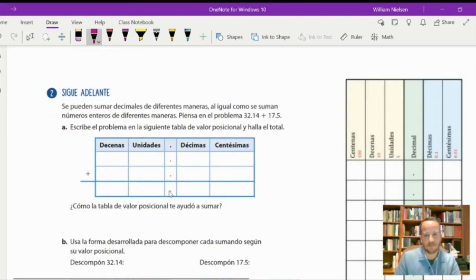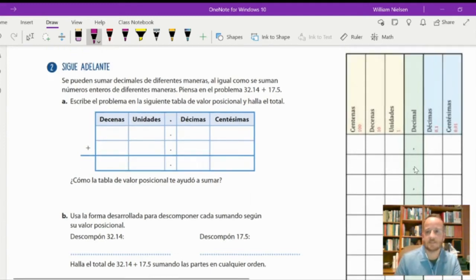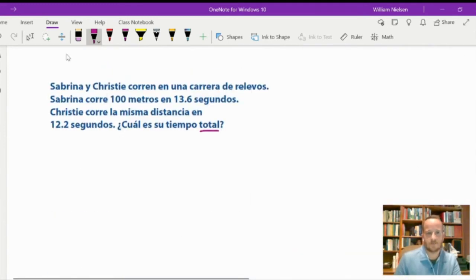Vamos a ver, aquí tenemos varias cosas que podemos usar. Decenas, unidades, décimas, centésimas. ¿Ok? Y aquí tenemos una tabla de valor posicional. Si ustedes estuvieron buscando en Google tabla de valor posicional, tal vez encontraron algo parecido a este. ¿Ok? Si vemos aquí, no estamos viendo eso aún. ¿Ok? Si vemos aquí, vamos a ver, ¿ok? Que los decimales están alineados. ¿Verdad que sí? Entonces, ¿cómo creen que podemos escribir ese problema?